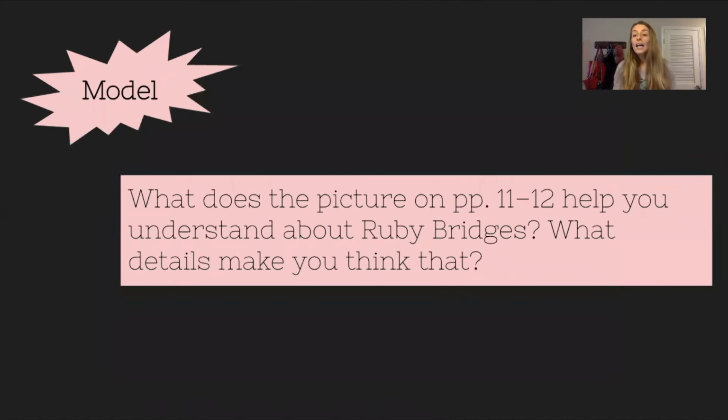So I am going to model doing this before you try to do it on your own. The question that I'm going to work on answering is, what does the picture on pages 11 through 12 help you understand about Ruby Bridges? What details make you think that? So I'm going to use the picture to figure out what I can learn about Ruby Bridges. I'm really going to be focusing on her and what she's doing in the picture on this page.